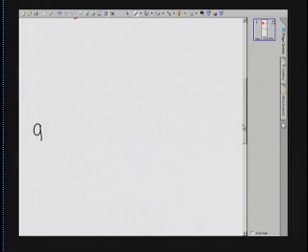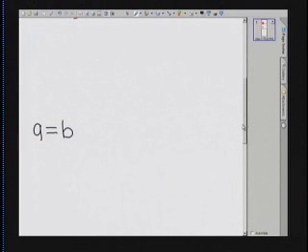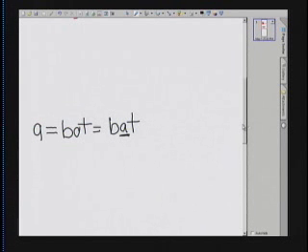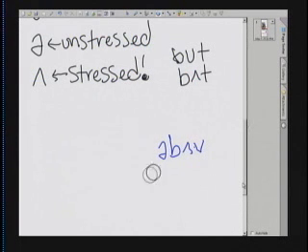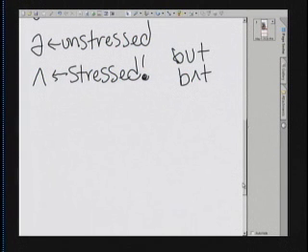This is the ah sound that I apparently forgot when I was going through my vowels the first time. It's the same ah as in bot. So bot, phonetically, you would write like this, with the ah sound in the middle. Any questions? Okay, good.